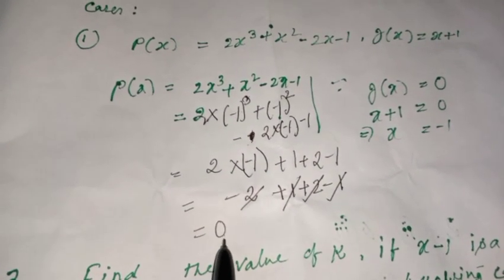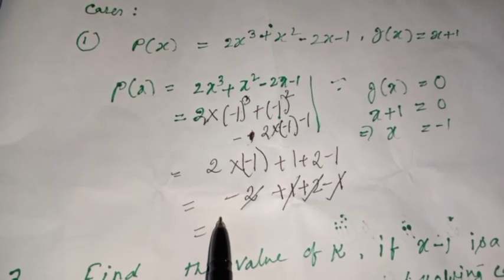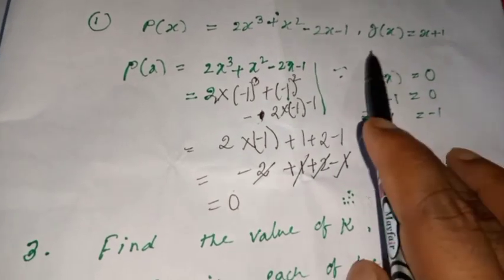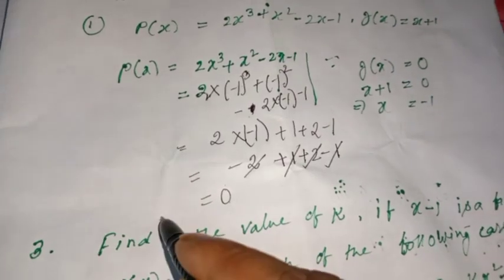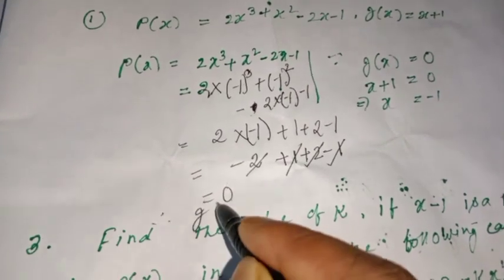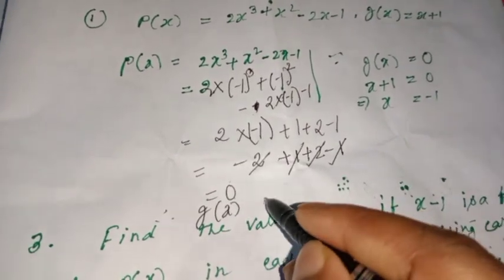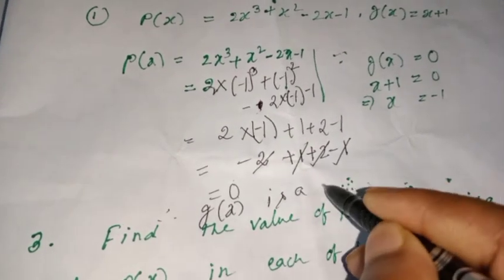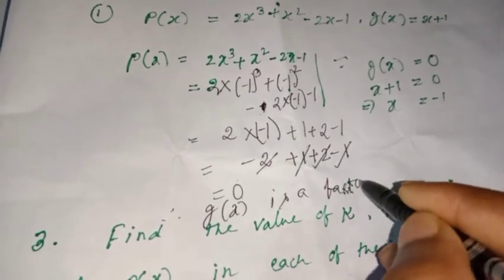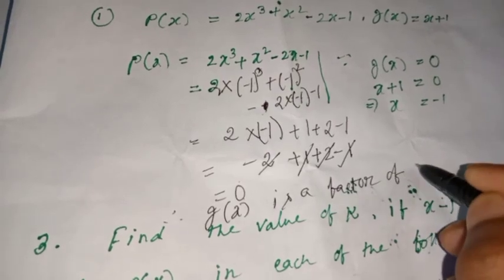According to the remainder theorem, the remainder is what? 0. If the remainder is 0, that means what? This g(x) is a factor of p(x). Therefore, g(x) is a factor of what? p(x). Clear?